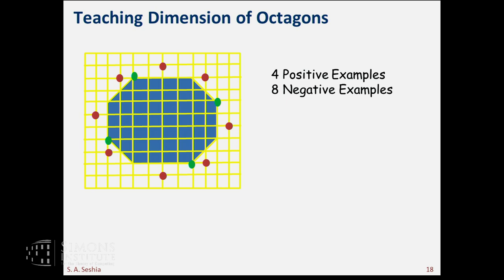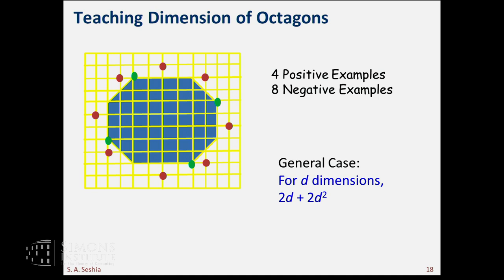It turns out that you can do this with 4 positive examples and 8 negative examples, and the idea is that the positive examples are vertices that cover all the faces, so they form a covering set. And then the negative examples are points that essentially disallow you from moving these faces any more outward. And it generalizes nicely. So we've been able to prove that for D dimensions, the teaching dimension of octagons is 2D plus 2D squared.